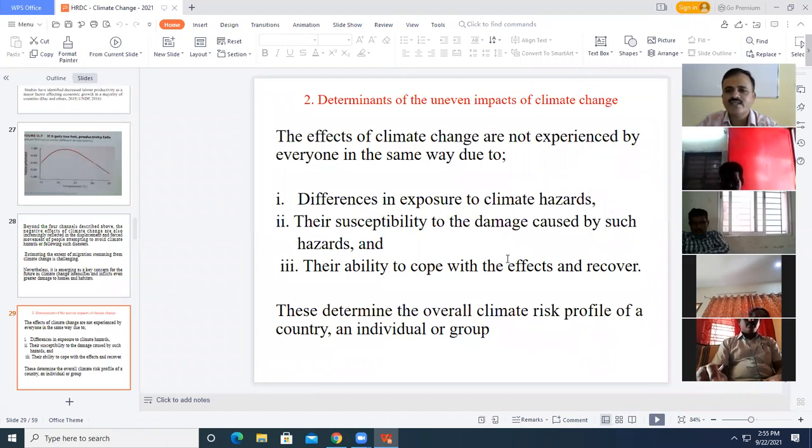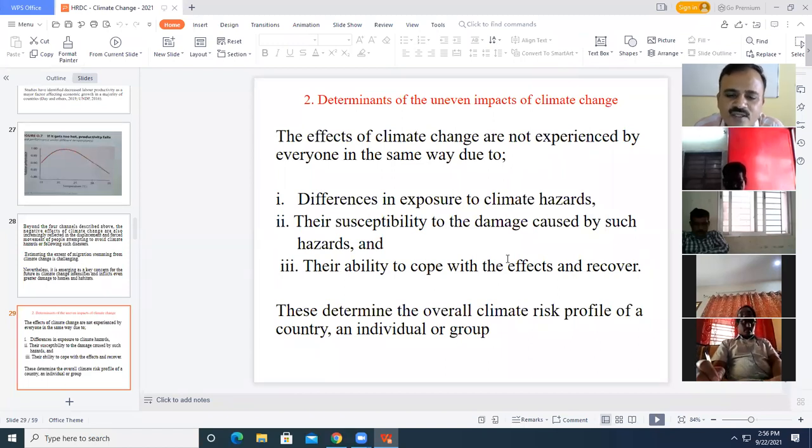Then the determinants of the uneven impacts of climate change, that is, the disproportionate effect of climate change. What determines that climate change disproportionately affects different people? There are three important determinants identified by the literature for the disproportionate or uneven impacts of climate change across countries, within a country, and among groups of people.